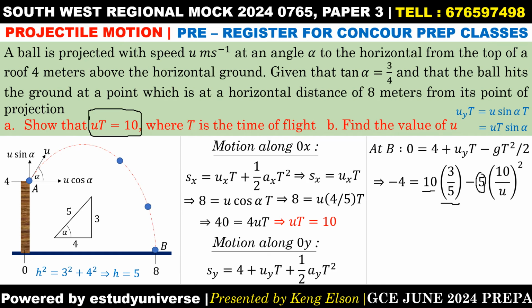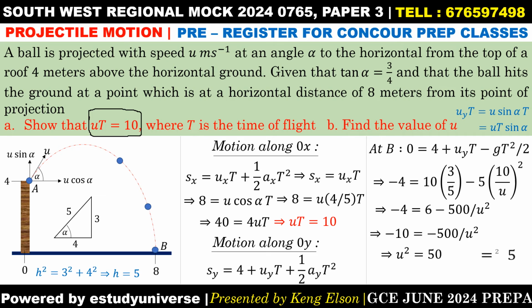From there, all we need to do is we simplify and make u the subject of the formula. So when we simplify, the first term we have 6, the second term we have 500 divided by u squared. We need to subtract 6 on both sides, and then we divide all through by the negative sign, and we have u squared to be equal to 50. But 50 is the same as 5 squared times 2, and when we take the square root on both sides, since u is positive, we get u to be equal to 5 root 2 meters per second. So this is the actual value of the initial speed of the particle, of the ball.